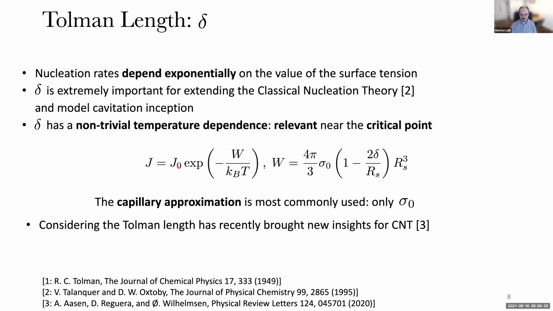J naught is actually a pretty non-trivial constant. And this is the free energy barrier for nucleation. Typically, in classical nucleation theory, there is the so-called capillary approximation that stops at sigma naught, so only the flat value of the surface tension. Whereas it has been shown in a few theoretical works, including recent ones, that this correction can actually be extremely important in some cases, where even classical nucleation theory gives paradoxical results.